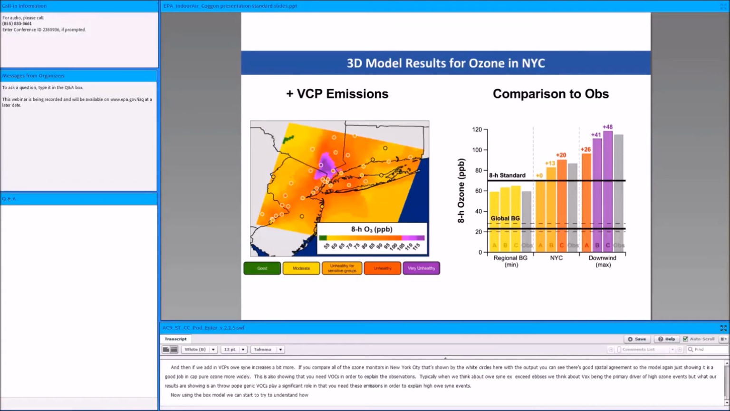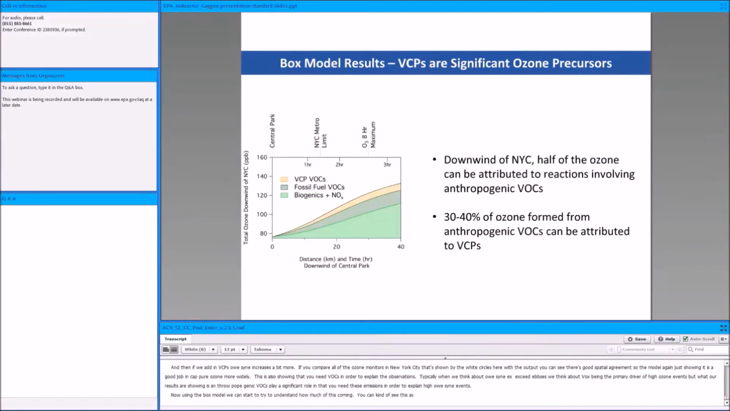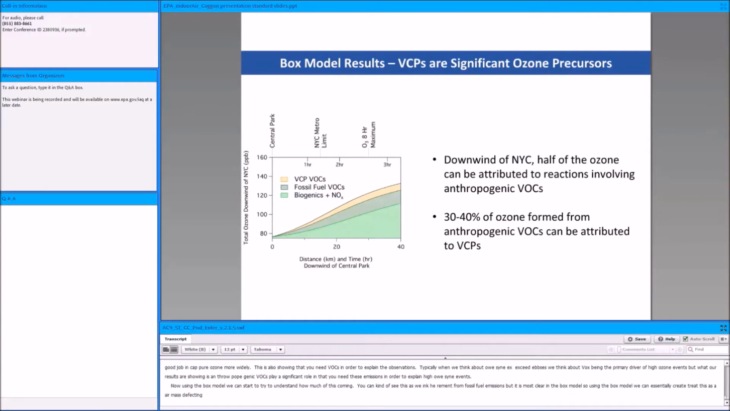You can see this as we increment from fossil fuel emissions to VCPs, but it's actually most clear in the box model. So using the box model, we can essentially treat this as an air mass that's advecting north, and we can look at, as the air mass moves from New York City to that high ozone region to the north, how much of the ozone is coming from biogenic emissions, how much from fossil fuels, how much from VCPs. What I'm showing you here is the distance that the air mass has traveled from Central Park to the region where we had that high ozone peak downwind of New York City.